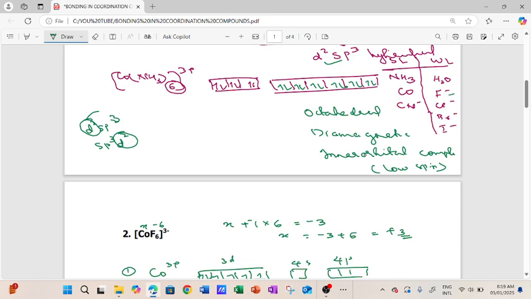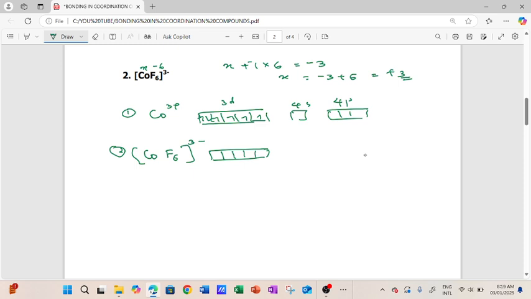Because of the weak ligand, there is no change in the configuration. The 3d orbital configuration in the first step and second step will be the same only. We don't need to pair the electrons. So there is no change in the second step.